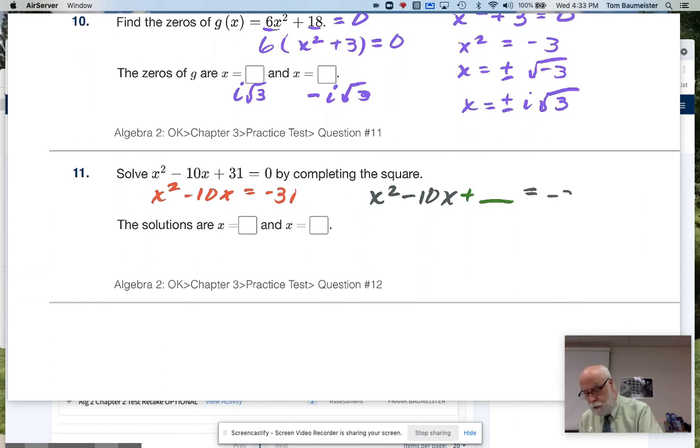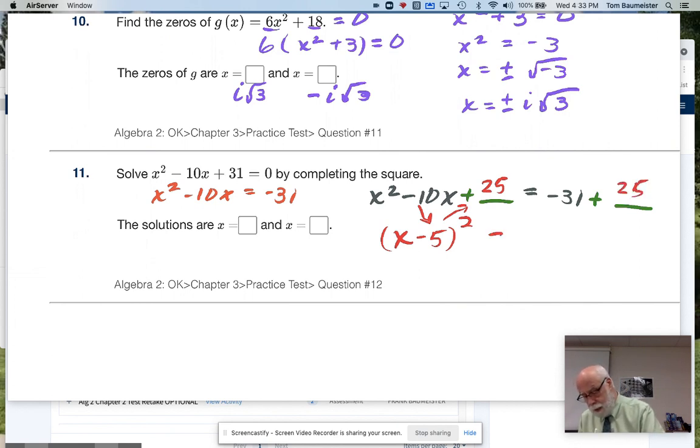Well, we have -31, and again, on this side, we're going to do plus a blank also. So remember, I told you to have this. So having that, half of -10 is -5. So have it, and then square it. -5 squared is 25. So I have to fill in both blanks with 25.